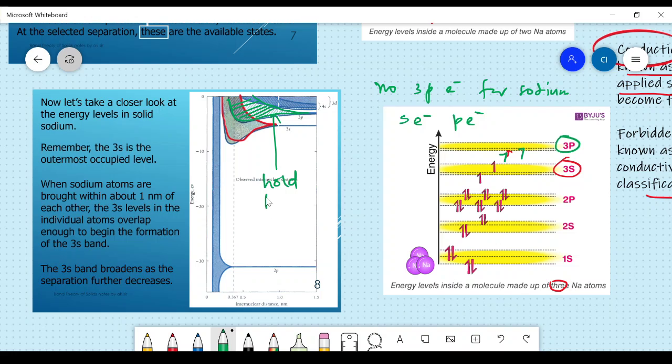So here the hold put together by the nucleus is loosened. As the hold loosens, the attractive force between these two is decreased, so the electron is free to move about. The electron from one nucleus is able to move there, and the electron from another nucleus can move there. That is represented by a particular band here: 2p band here, 3s band here, 3p band here.